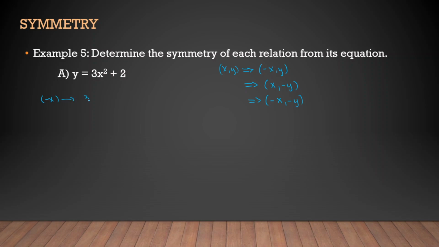So now I have 3 times negative x squared plus 2. That's just still 3x squared plus 2, which is equal to y. So I got the point (negative x, y). That gave me a reflection about the y-axis.